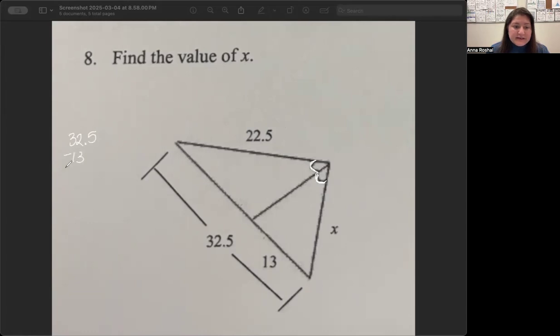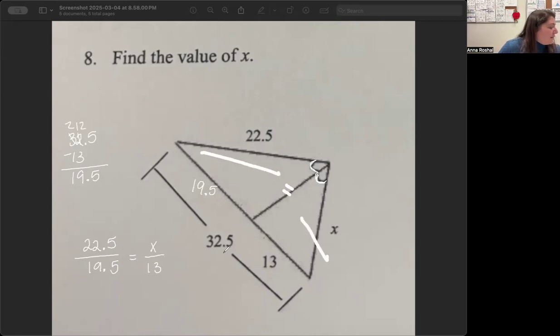So we're going to start off with 32.5 minus 13, and we're going to get 19.5. So I'm going to create a proportion that says 22.5 over 19.5 is equal to this x over 13. I'm essentially creating this fraction equals this fraction, and what I can do is cross multiply.